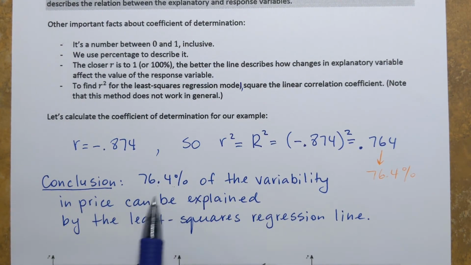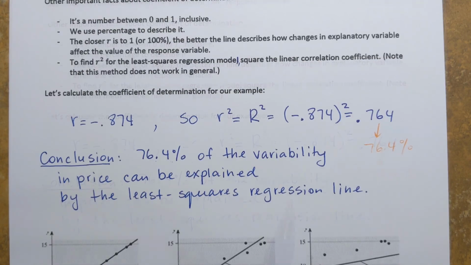76.4% of the variability in price can be explained by the least squares regression line. In other words, while linear model shows the relationship between age of the car and price, as age changes, the price changes. Age is not the only factor that influences the price. That's why we see only 76.4%. There are other factors that would affect the price and its change.